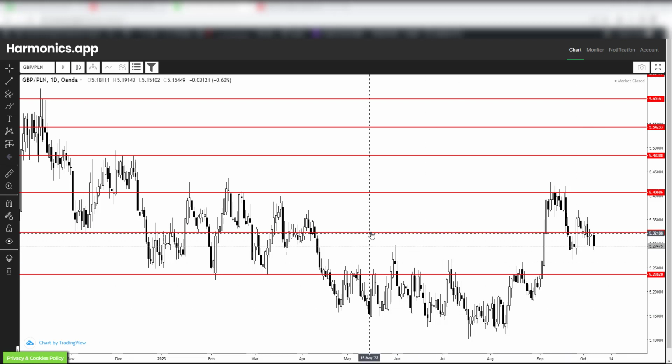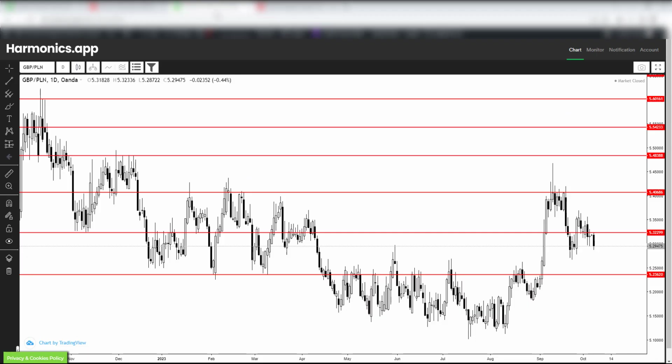Let's see how the market has behaved in the last 2 weeks since I made the analysis for the two currency pairs. The first one was GBP against PLN, and it was a bearish bad pattern. You can see it here.